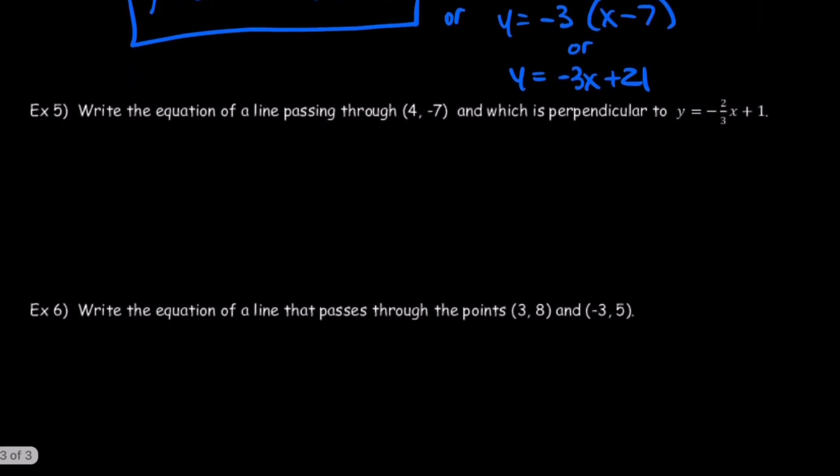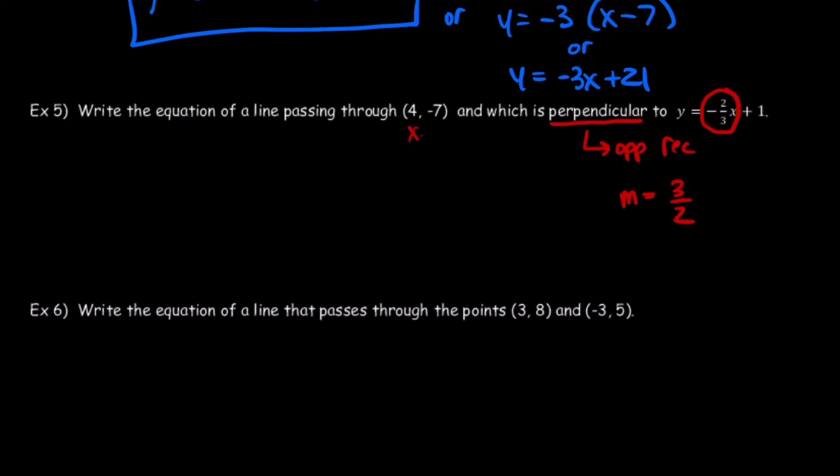Example 5, write the equation of a line passing through (4, -7), and which is perpendicular. Challenging. So perpendicular, you have to remember, we have opposite reciprocal slopes. So we have to take a look at the slope of this and find the opposite reciprocal. So I'm going to negate it, which makes it positive, and I'm going to flip it. So that's 3 over 2.